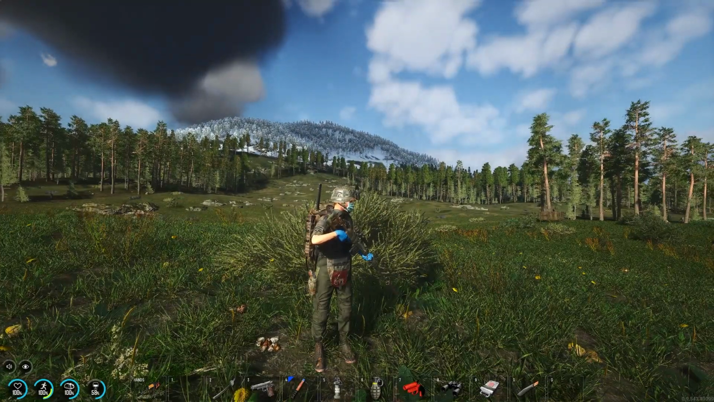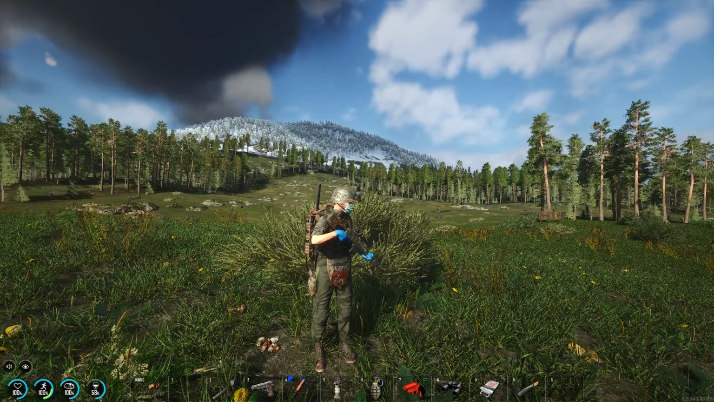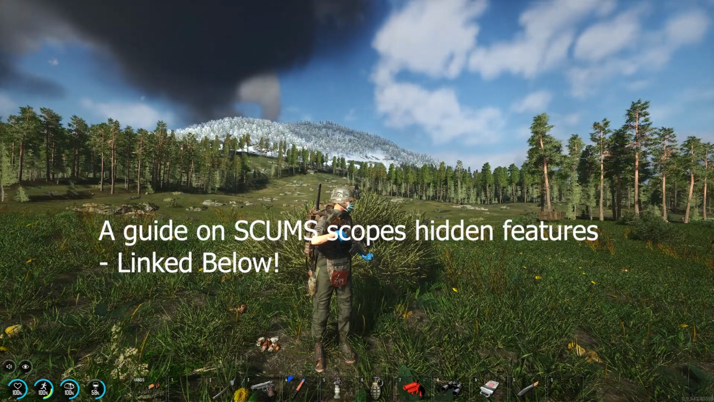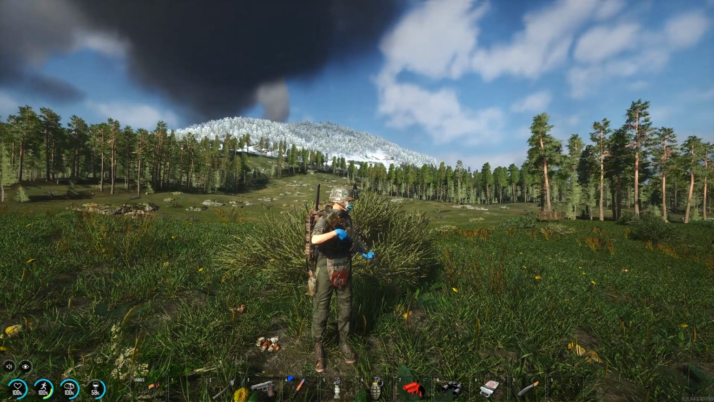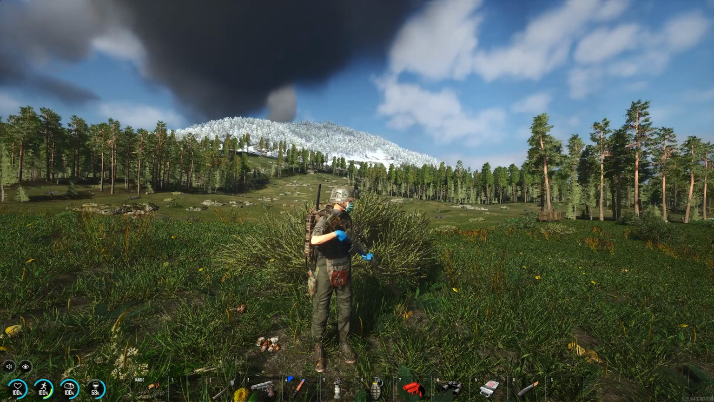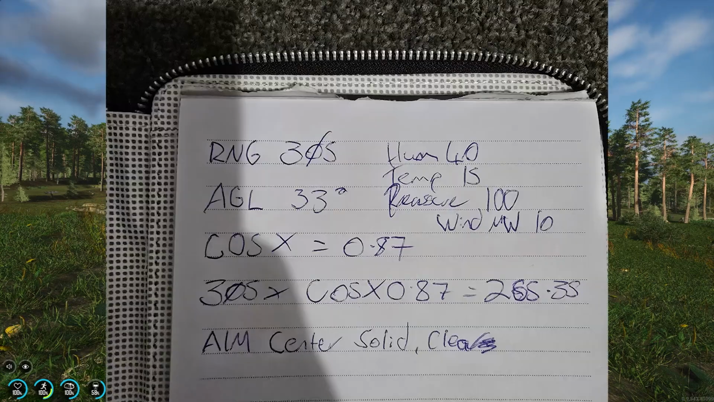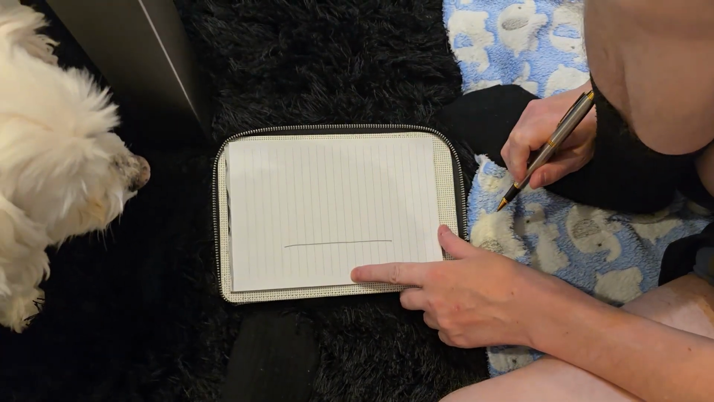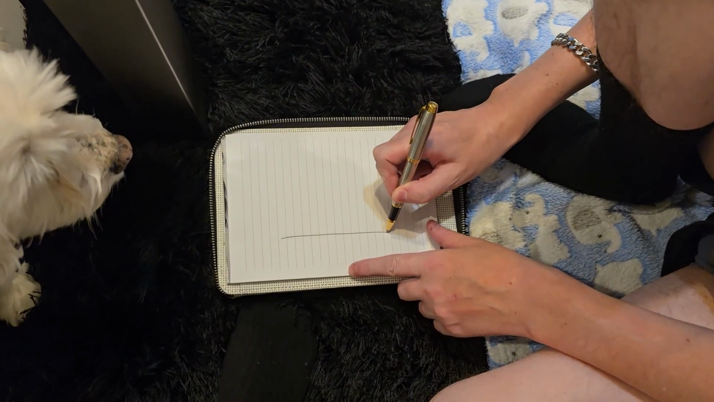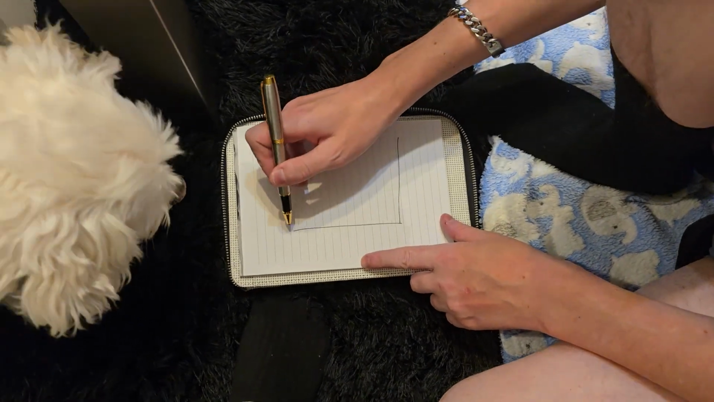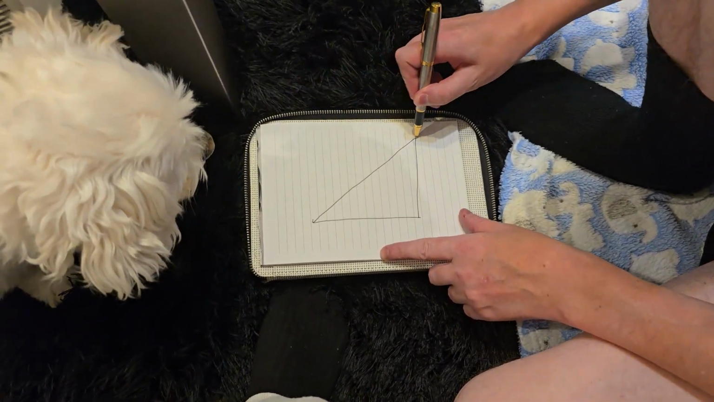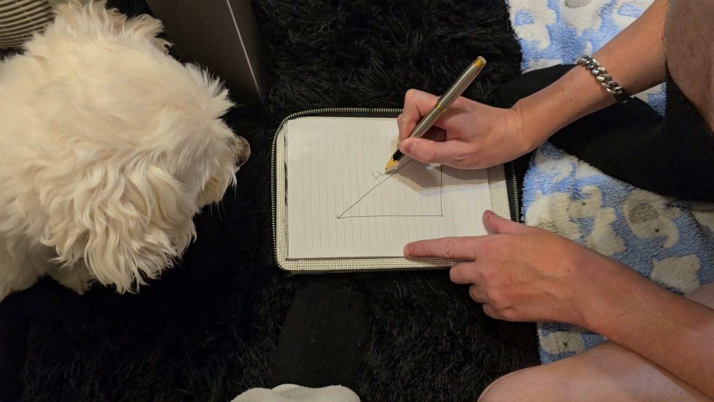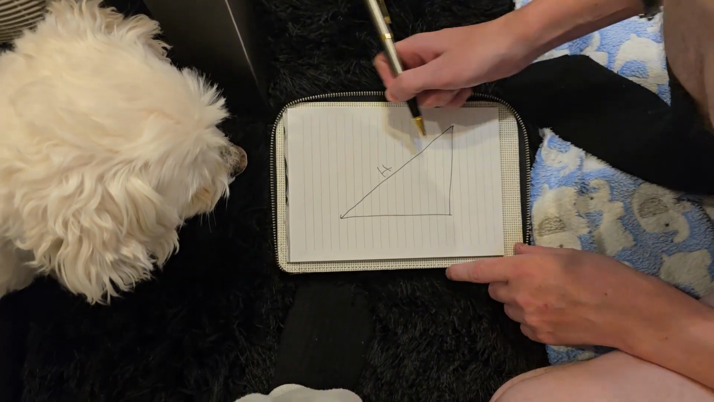In that clip, especially if you've seen one of my previous videos talking about the mil dots of that scope, you'll notice that even though he's at 305 meters, I didn't use the 300 meter mil dot. It's because I did the math beforehand and his adjusted range was 265 meters. So SCUM gives you this value. We can work out this value, and then this value here, the hypotenuse, is what we need to work out to adjust our bullet drop.